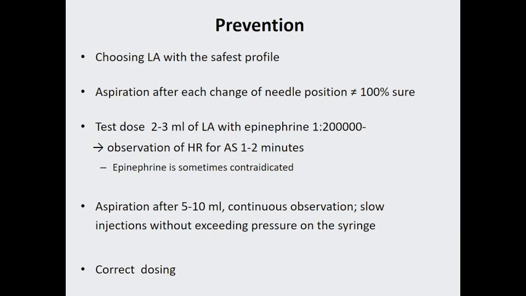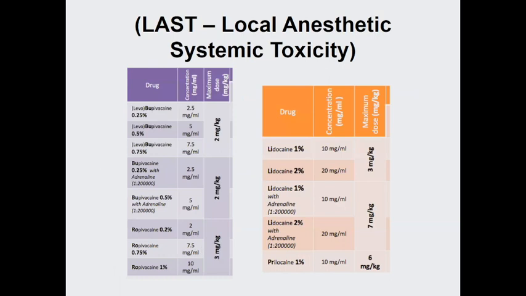However, in some blocks, epinephrine is contraindicated, when we inject the local anesthetic near the end vessels. Ear, fingers, and penis: we cannot use epinephrine there. The prevention measures are aspiration, continuous observation of the patient, slow injection without exceeding the pressure on the syringe, and correct dosing.